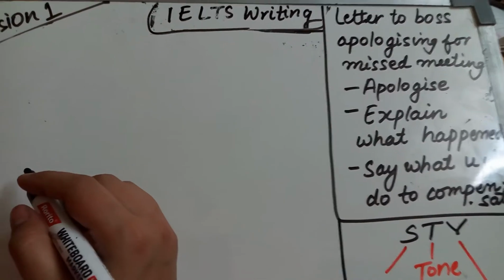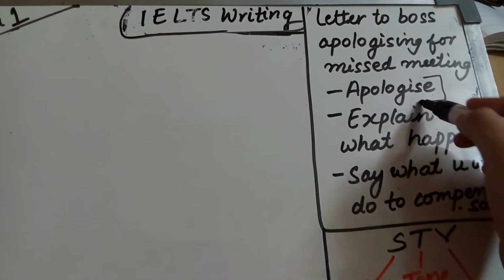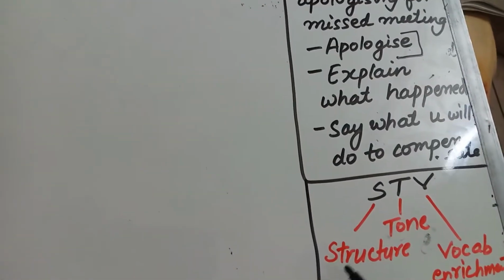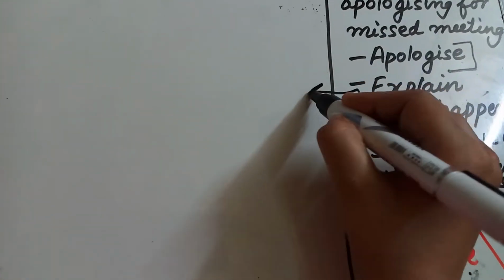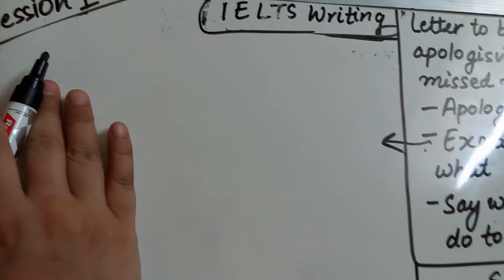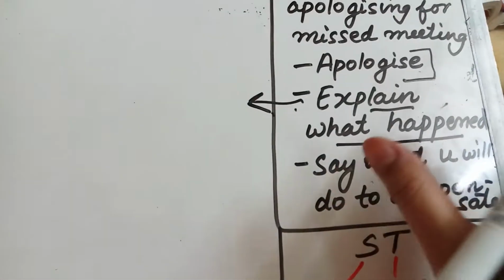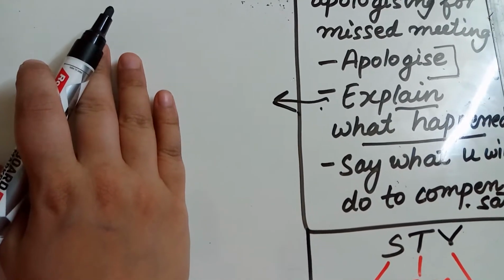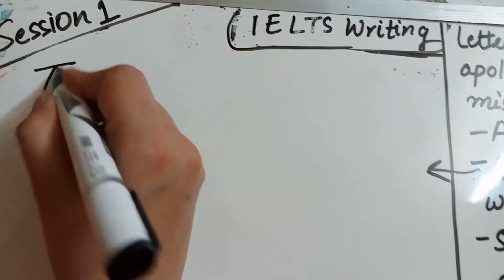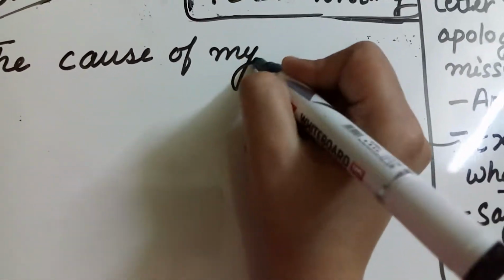Now, here in the third part of our first session of IELTS writing, I've explained to you the first part of this question and how to frame it keeping in mind the structure, tone and vocabulary enrichment. Now, coming to the second part. We are starting here with the second paragraph. Now, explain what happened. Here you are going to explain the process of something that happened. So most probably you will be using past continuous tense here. The cause of my absence.